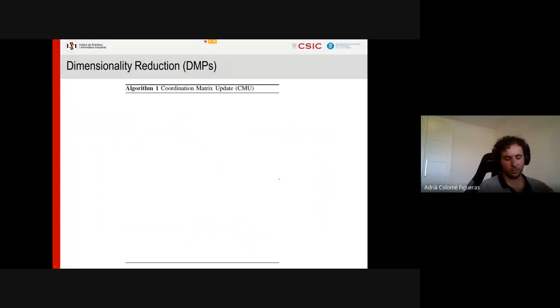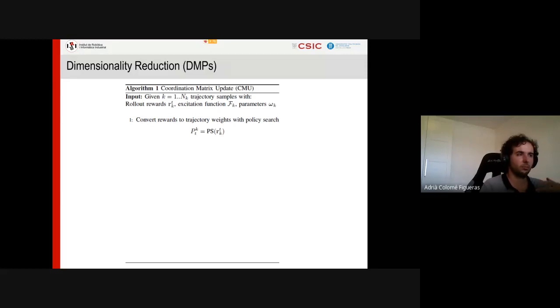But we can still do more. For example, how do we choose the dimension of this matrix? I was saying this matrix is D times R, where R is smaller than D, but how do we get this R? One way of doing it is iteratively. You get some trajectory samples, and then you convert these samples and rewards to weights, for example with a policy search method such as relative entropy policy search.